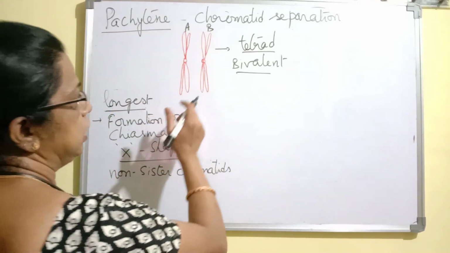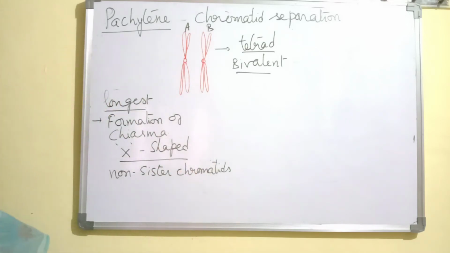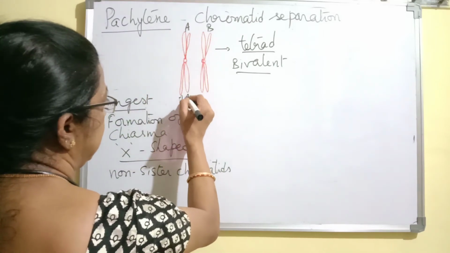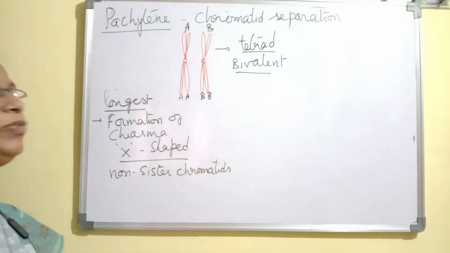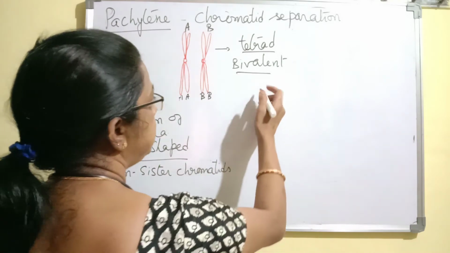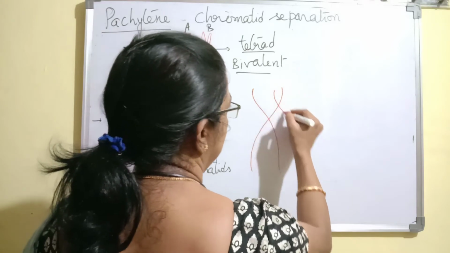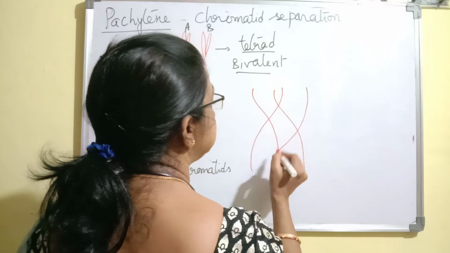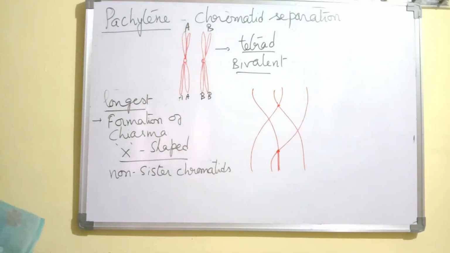Now, what are non-sister chromatids? Chromatids of these two different chromosomes are called non-sister chromatids. That means these two chromatids we call A and A, and here we call B and B. So A and B will become the non-sister chromatids. So here we find the X-shaped structures. Suppose this is one chromosome and this is another chromosome. Such cross X-shaped structures are formed first. That is called a chiasma.